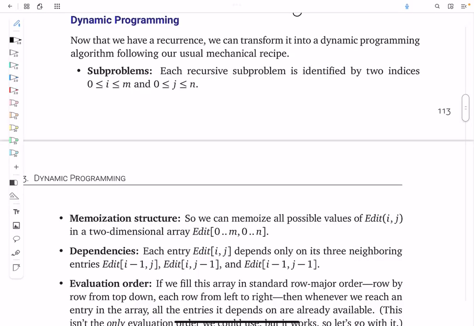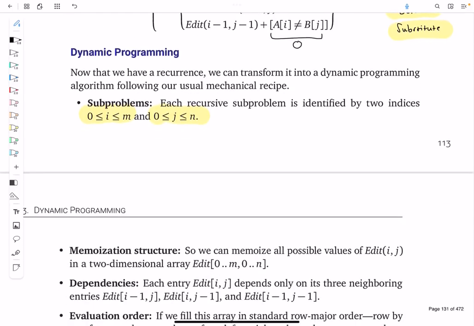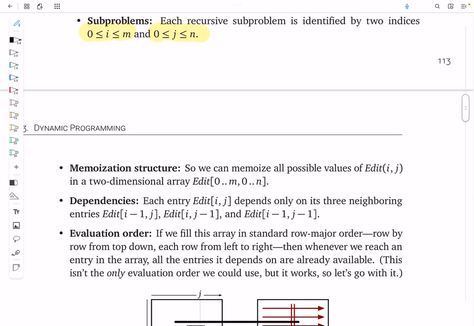So now for the dynamic programming stuff, the subproblems are pretty clear. I can be from 1 to m, j can be from 0 to n. That's just because the base cases are at 0, and then the lengths of each string are m and n respectively. What structure can we use? Well, we're just going to have an array that can hold each subproblem. So edit of ij stores the solution of the function edit ij.